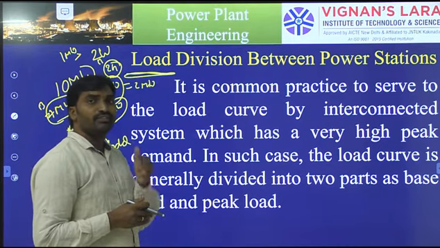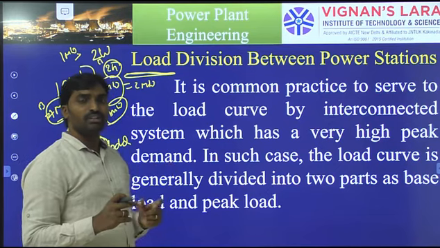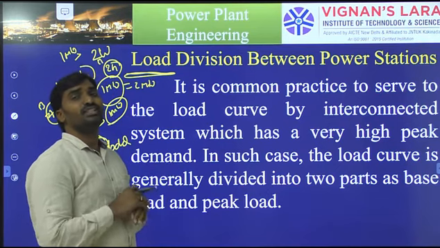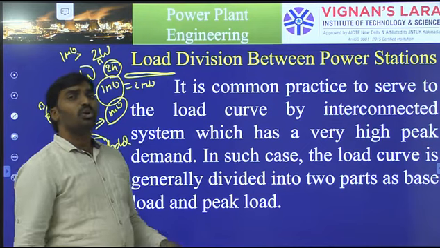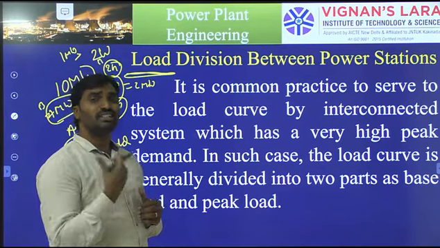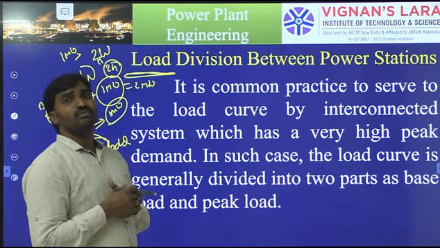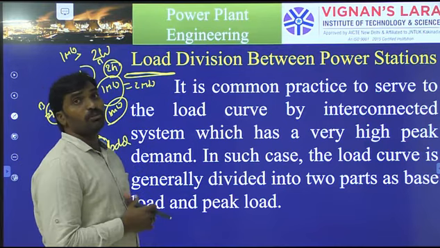So how can we establish a plant for a base load? Base load means we need to operate the power plant continuously. A peak load plant means we need to operate it when we require a high amount of power, or additional power is required. At that time only we can run it. Otherwise we need not establish a power plant.